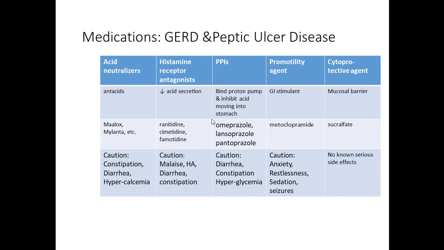Promotility agent, it basically stimulates the GI system so that food and all of that is moving through the GI system faster. And these are things like metoclopramide.